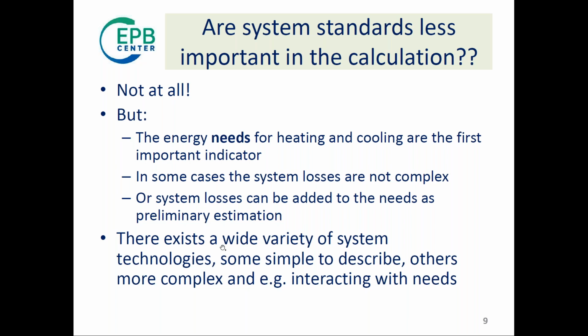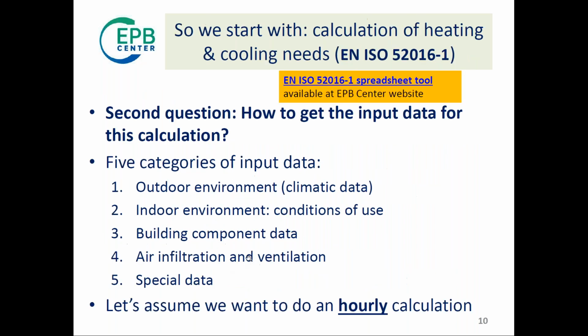And there's another reason for choosing this priority, and that's because there exists a wide variety of system technologies. Some are simple to describe, others more complex, for instance, interacting with the needs. So it's good to have already the backbone of the calculation and then see, okay, what should I add with regard to the systems. So we start with the calculation of the heating and the cooling needs.